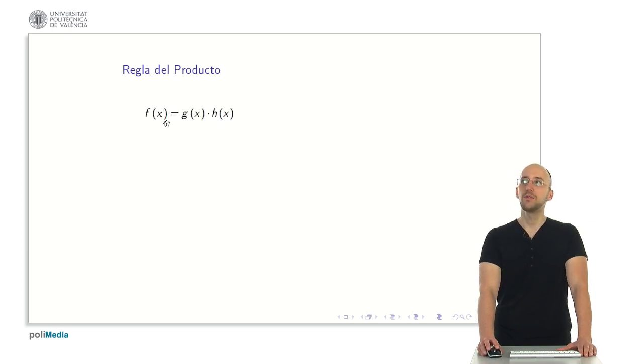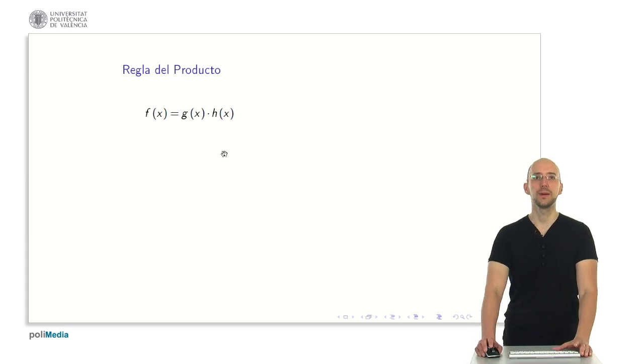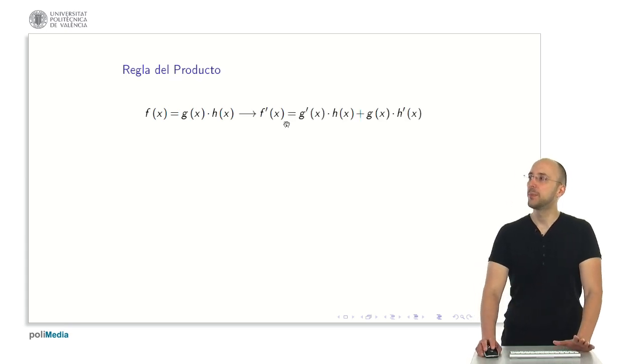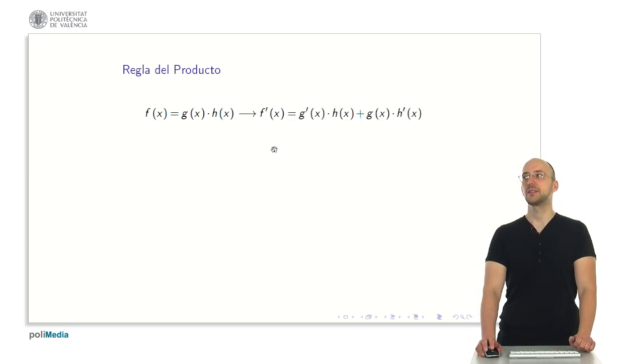Imagine that we have a function that is the product of two functions. In this case, g of x and h of x. How are these functions differentiated? The product rule states the following. The derivative would be this way.